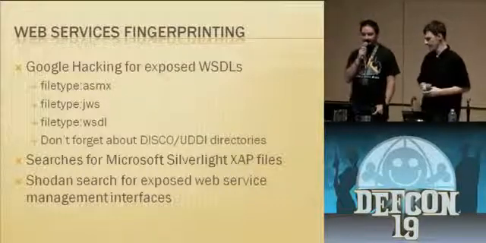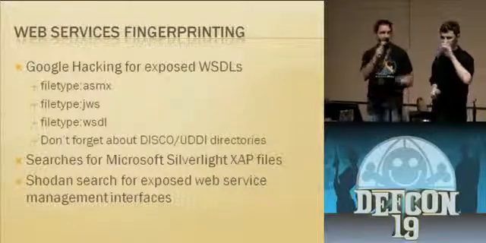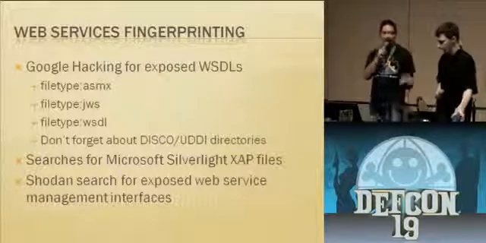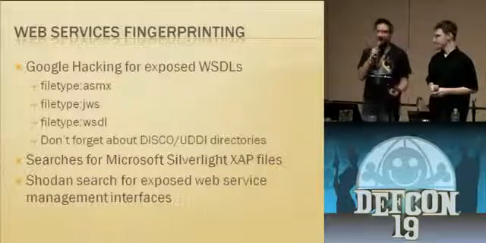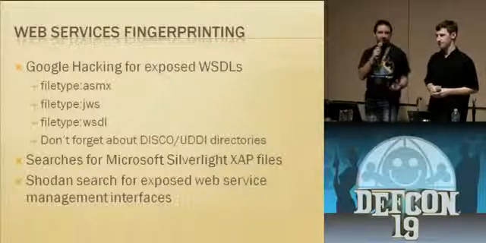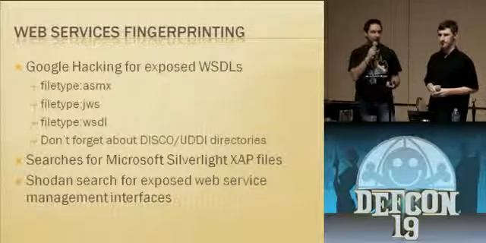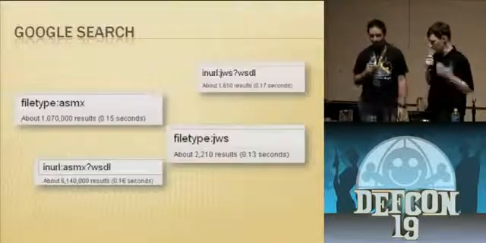And something that kind of gets overlooked now: Microsoft Silverlight is a newer technology, and we're just starting to see a lot of research coming out around the security of Silverlight. But I'll talk about this in a second. The Silverlight XAP files, if you search for those in Google, are usually tied to web services. So you can look at the client-side app, see where those services are exposed, and go from there.